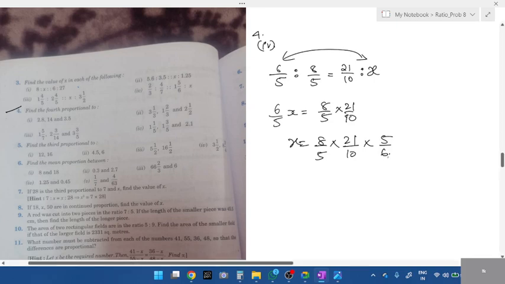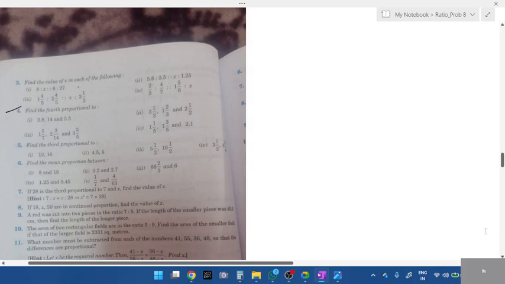Fine. What's the answer, students? 5 and 5 gets cancelled. Next. 2 threes are 6. 2 twos are 4. 3 ones are 3, 7s are 21. What is left? 14 by 5. All of you got 14 by 5. You can convert in mixed fraction or decimal. Let me write it in decimal. What's the answer? 2.8. Okay, fourth proportion is done. All of you understood fourth proportion?